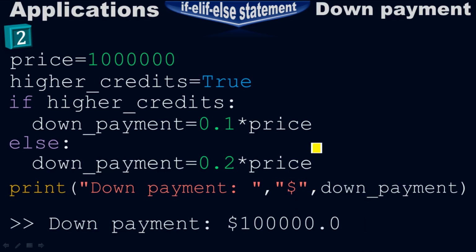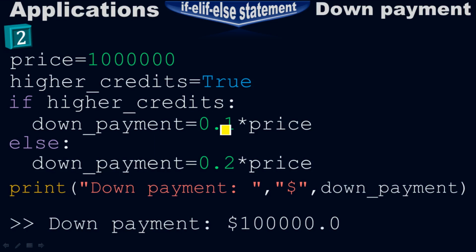What is the down payment? Down payment is this 0.1 times price because it satisfies the very first condition. The program won't jump to the second condition. It satisfies the very first condition, if high credits, because high credits equals true, which means that yes, the buyer has good credits. Therefore, the down payment will be 10%.